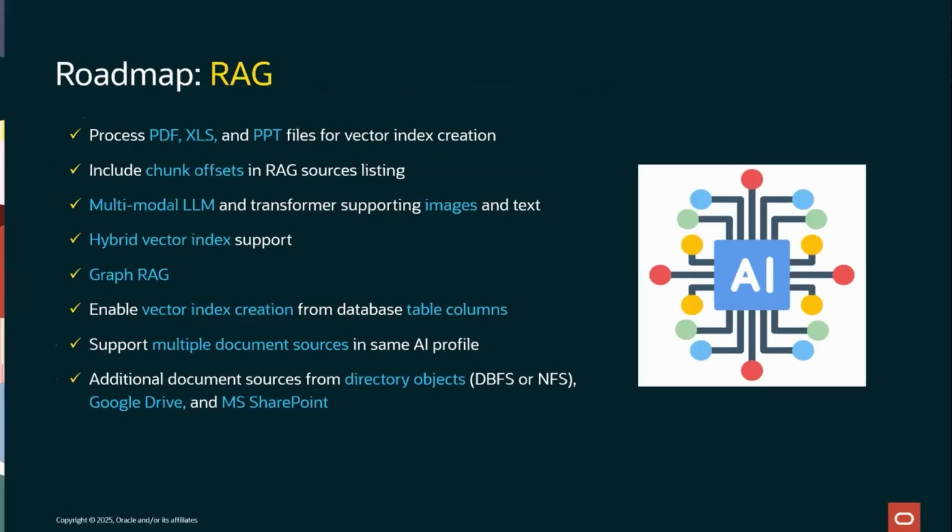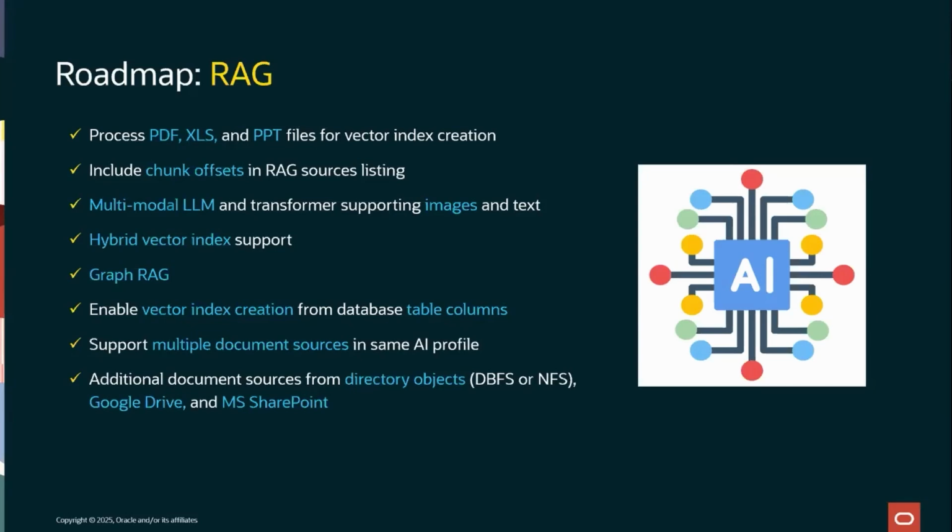Now, on the roadmap for RAG are also much requested features. The most frequent is support for PDF and PowerPoint files when creating the vector index, and this will be coming online relatively soon. We'll also be providing chunk offsets in the source listings so that application developers can easily identify what text in the document is being cited. And we'll enable multimodal LLMs and transformers that support images as well as text.